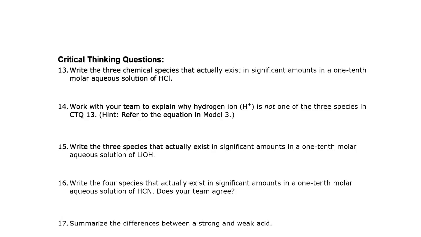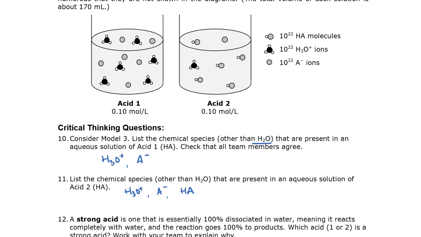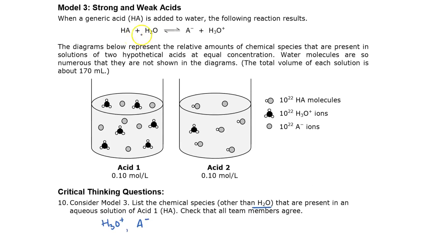Write the 3 chemical species that actually exist in significant amounts in a 1/10 molar aqueous solution of HCl. And feel free to go back and look at the previous section to help you answer this. Pause now. HCl is on our list of strong acids. If I go back and look at this model, if it's a strong acid, it's completely reacted so that none of this is left. So the 3 things that are left are water, hydronium, and the conjugate base. In this case, the conjugate base is chloride.